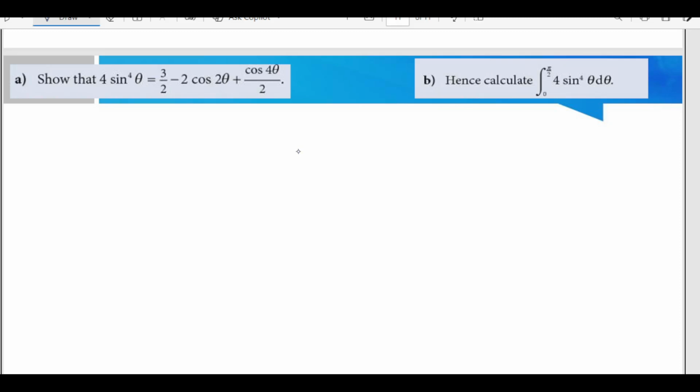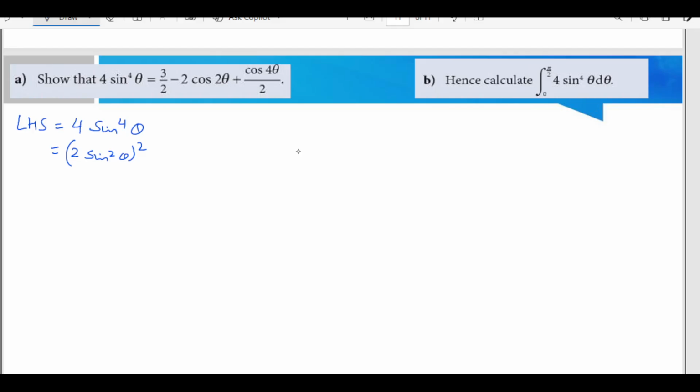In today's daily challenge question we have a question from trigonometry. Show that 4 sine power 4 theta equals this. I will start with the left hand side. On the left hand side we have 4 sine power 4 theta, right? We can rewrite this as 2 sine square theta, and then outside there is a square, right?